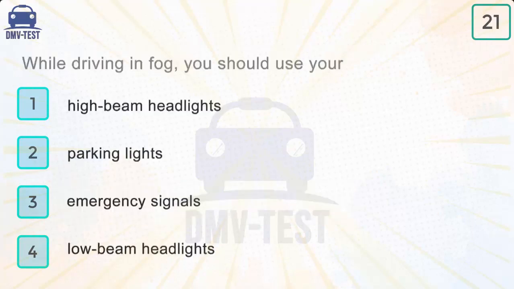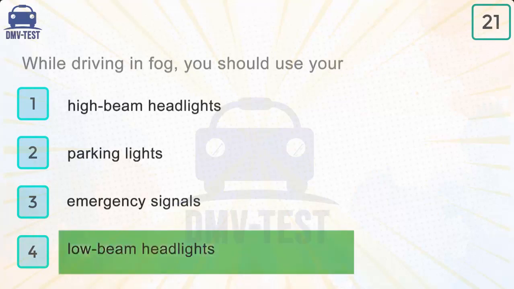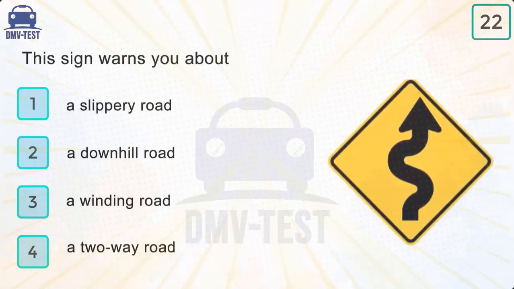While driving in fog, you should use your high beam headlights, parking lights, emergency signals, low beam headlights. This sign warns you about a slippery road, a downhill road, a winding road, a two-way road.